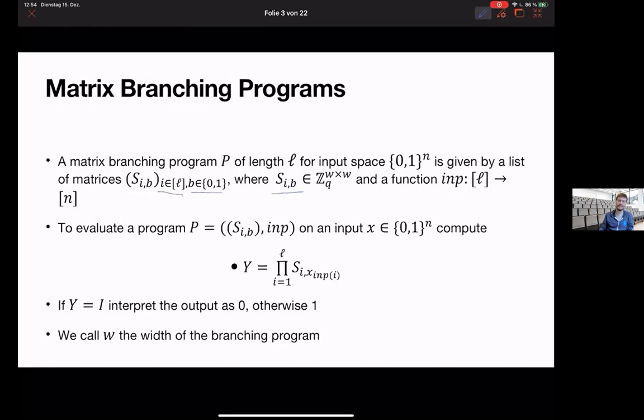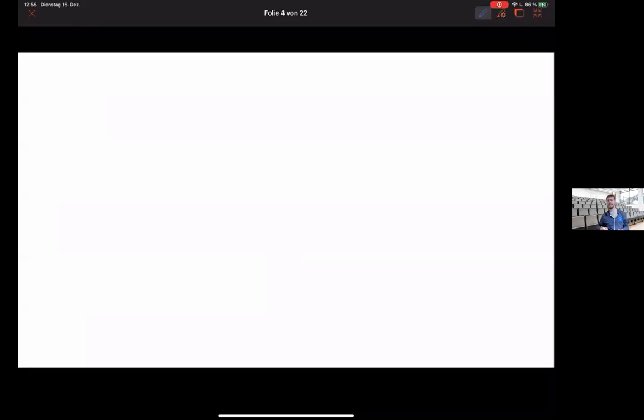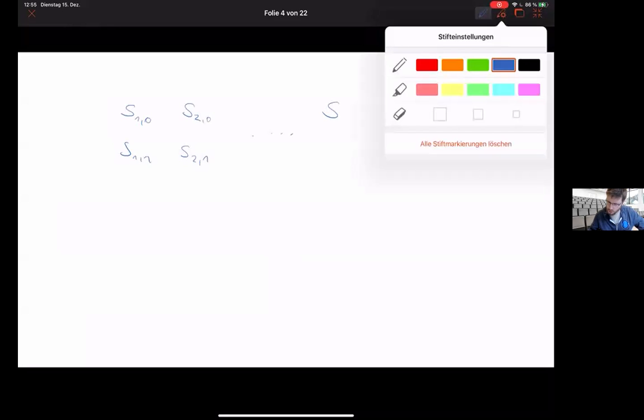And here we will call W the width of the branching program. I'm gonna comment on that in just a bit. But let's first maybe see how this works. So a branching program, we have it given by matrices S10, S11, S20, and S21, and so forth until, let's maybe even make it more concrete.